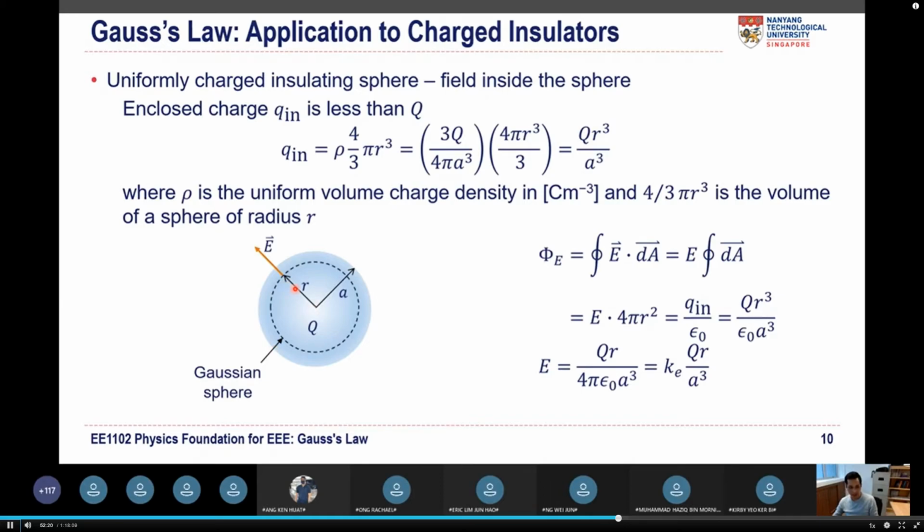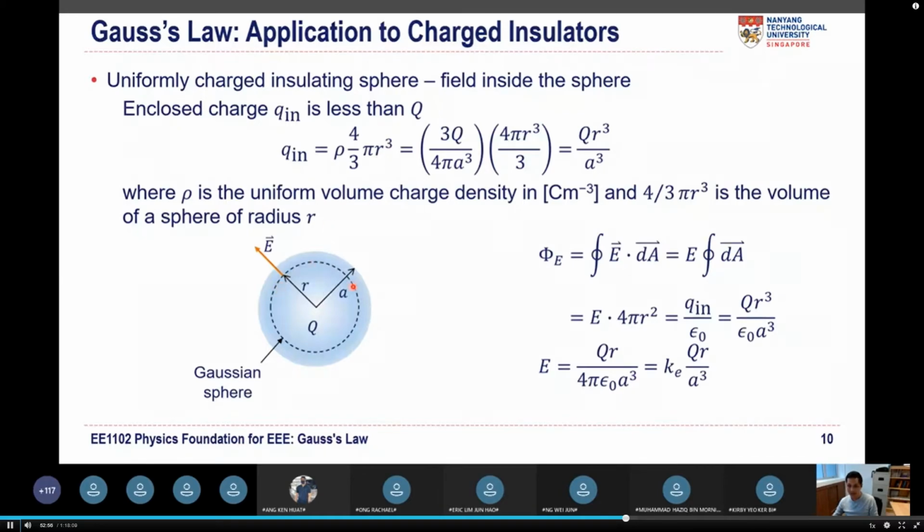So depending on how big our R is, the amount of charge enclosed in our Gaussian sphere is going to be different. When R is small, we have a very small volume, and of course, the amount of charge enclosed within that small volume is going to be small. If we have a large volume, or if we draw a large Gaussian sphere, then the amount of charge enclosed in the Gaussian sphere is going to be large.